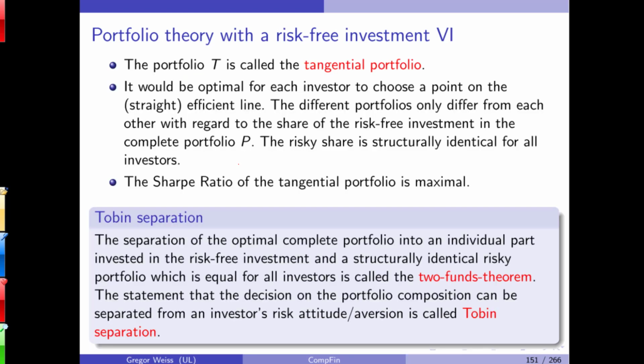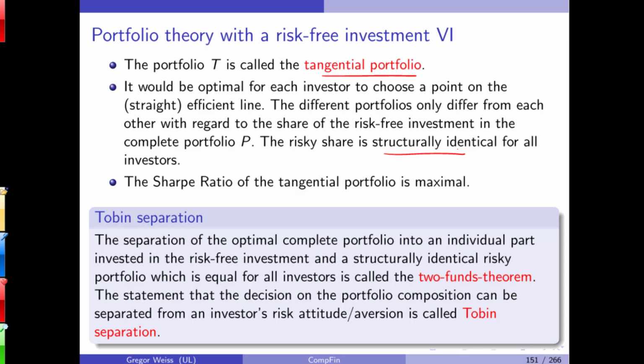Okay. So T is the tangential or tangent portfolio. It is optimal. You should choose a point anywhere on the line. It still depends on the risk preferences of your investor, but the risky share, the stock portfolio, is identical for all investors. The Sharpe ratio of the tangent portfolio is maximal, and this is the Tobin separation.